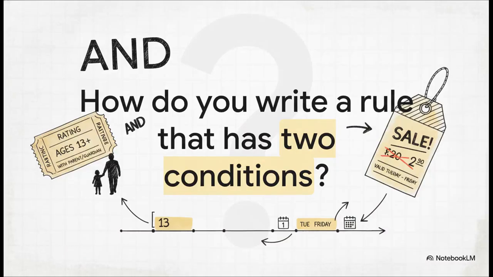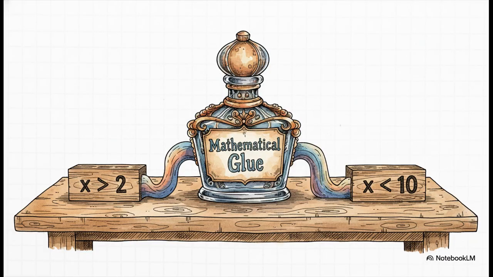I mean, think about it. A movie rating might be for ages 13 and up, but only with a parent. Or maybe a sale price is only good after Tuesday, but before Friday. How do you actually write a single, clean rule that captures both of those conditions? Well, that's exactly where compound inequalities come into play.